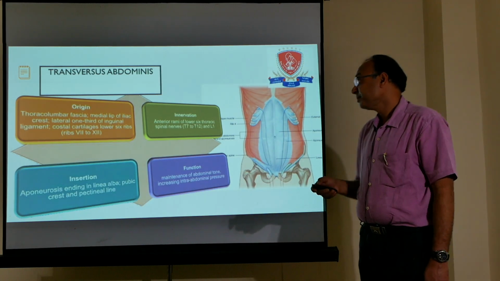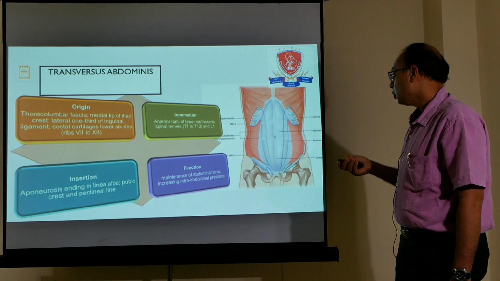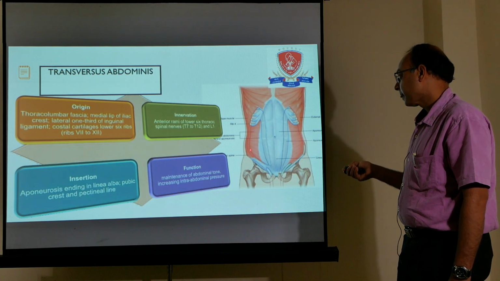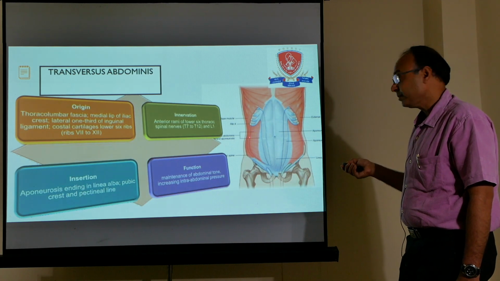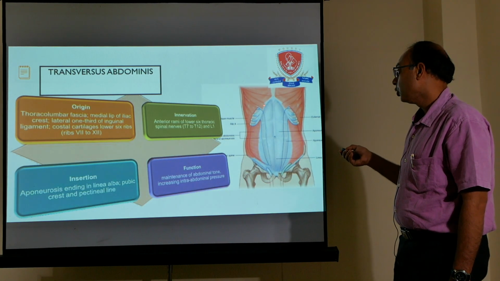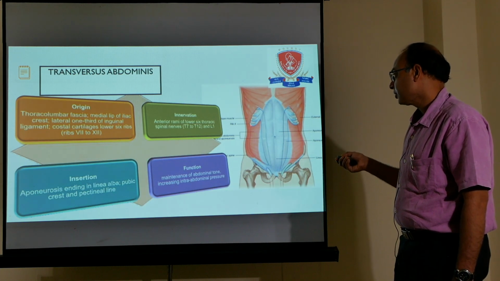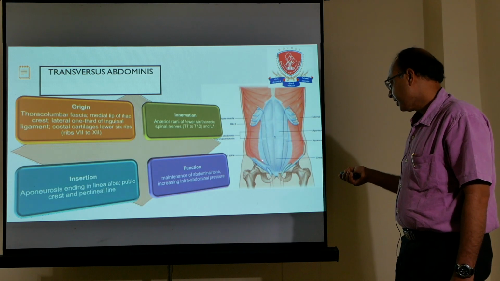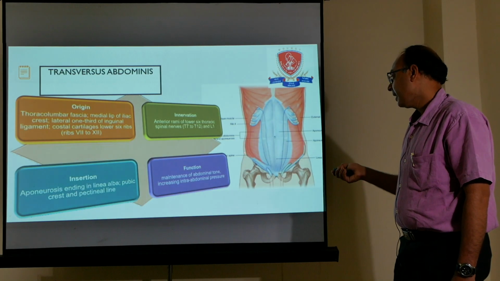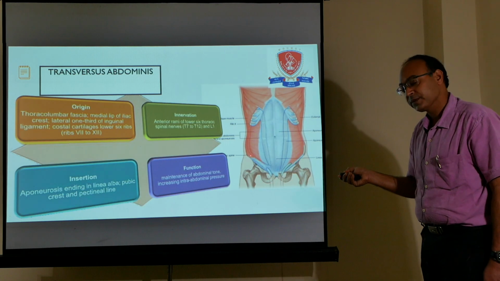Transverse abdominis muscle. Now look carefully at the diagram. The origin of the transverse abdominis muscle is from the thoracolumbar fascia. It also originates as muscular slips from the lower 6 costal cartilages, the lateral 1/3 of the inguinal ligament, and the outermost lip of the iliac crest. So that is the origin of the transverse abdominis muscle.